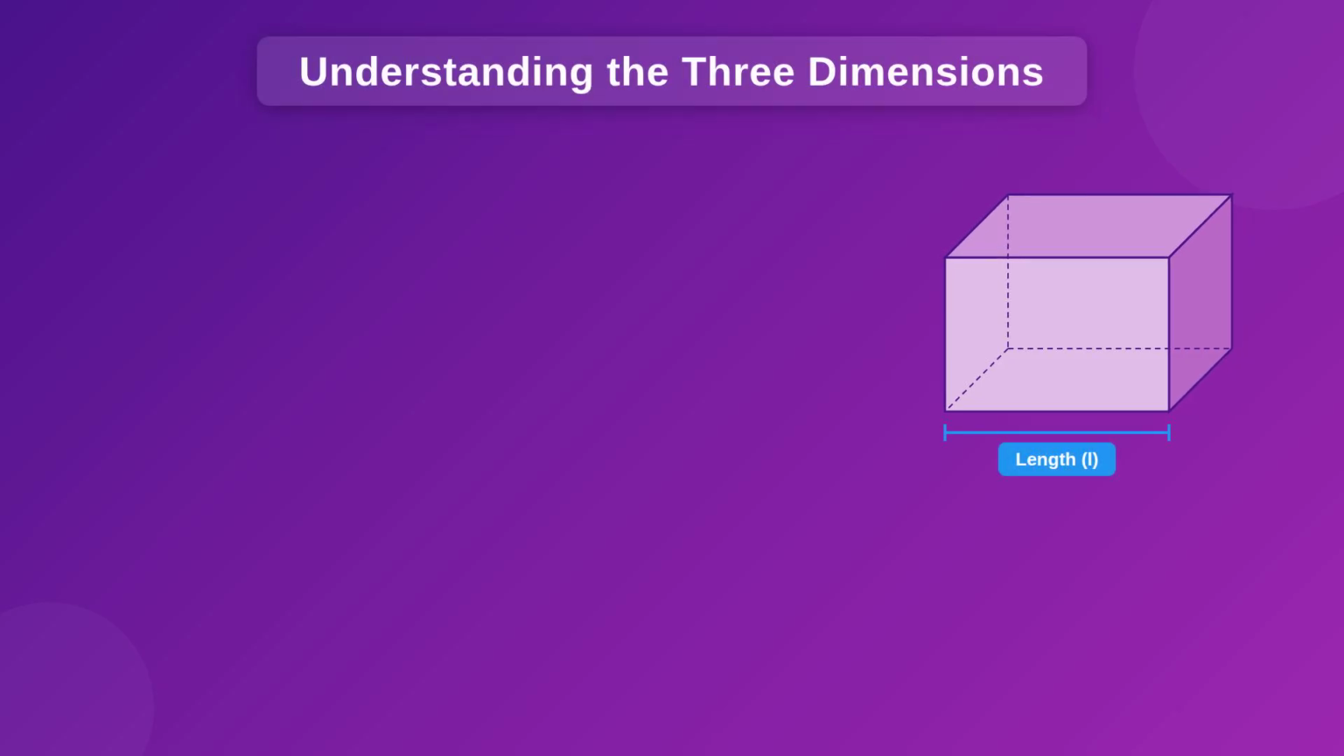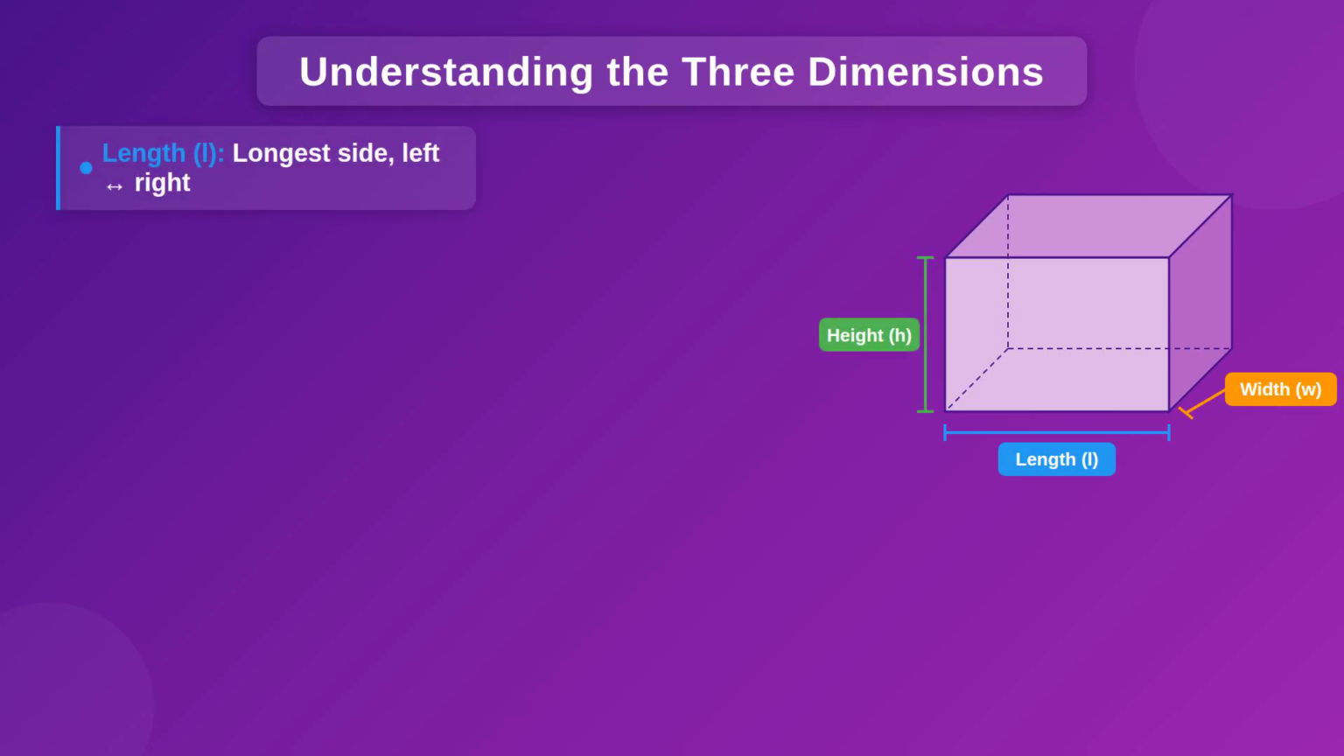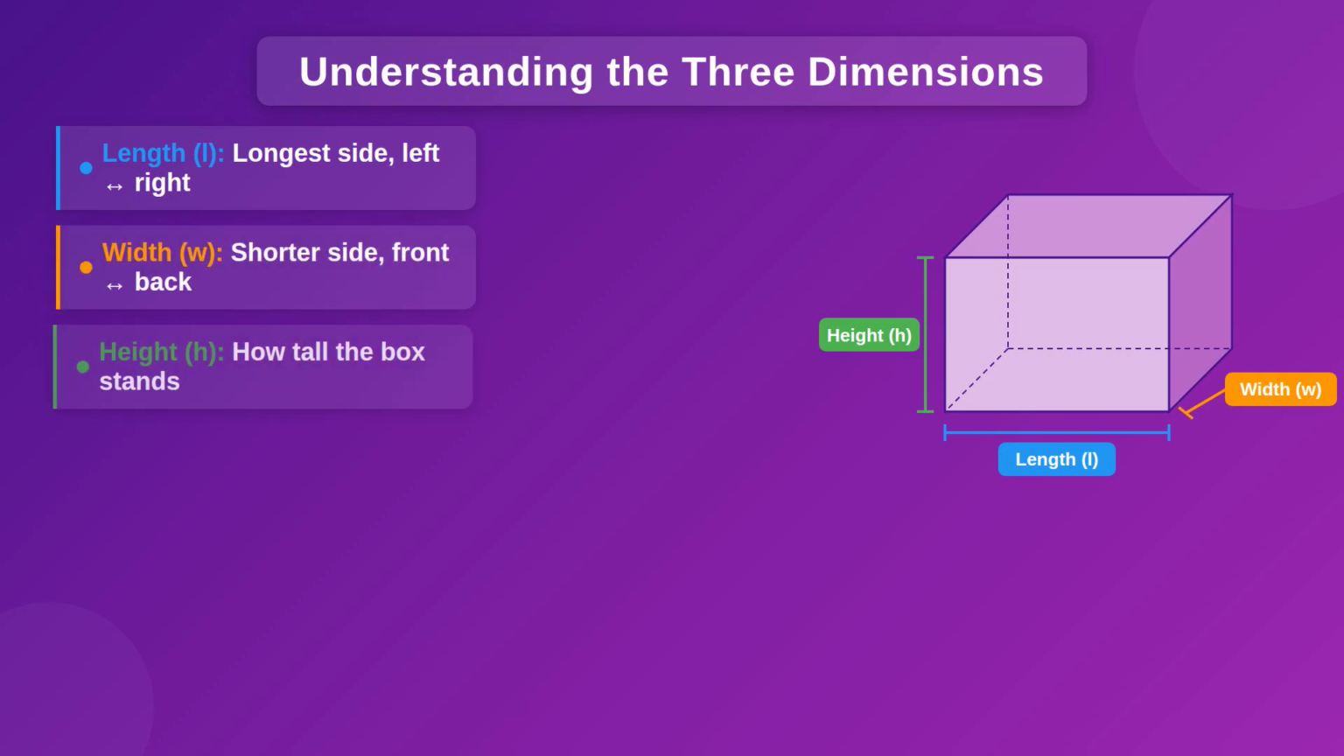Let's talk about each dimension. The length is the longest side of the base. Think of it as how far the box stretches left to right. The width is the shorter side of the base, front to back. And the height is how tall the box stands up.